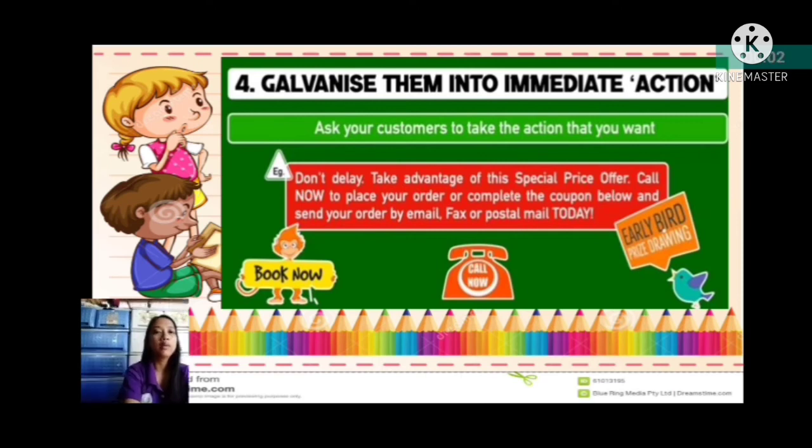Or galvanize them into immediate action. Ask your customer to take the action that you want. For example, don't delay, take advantage of this special price offer. Call now to place your order, or complete the coupon below and send your order by email, fax, or postal mail today. So it is reminding the customer that the quantities are limited, or the pricing will only last for a certain period.